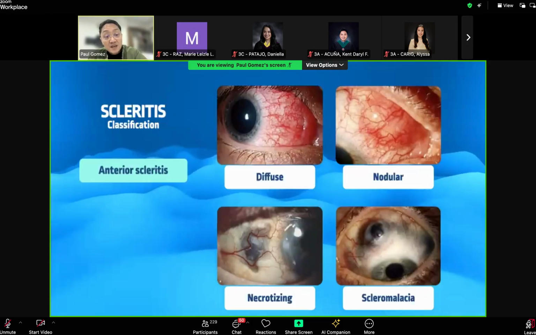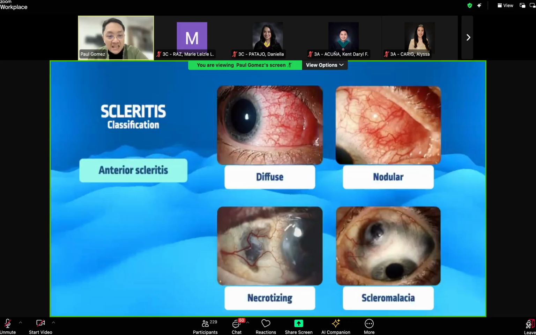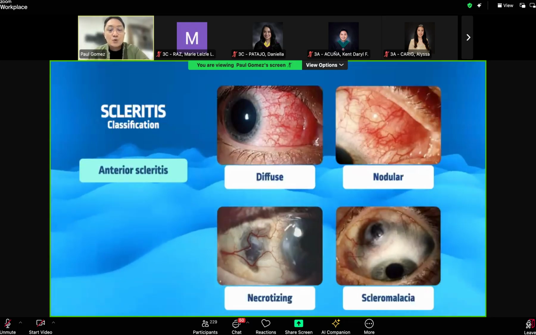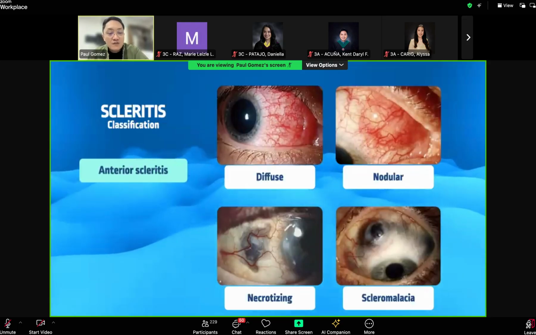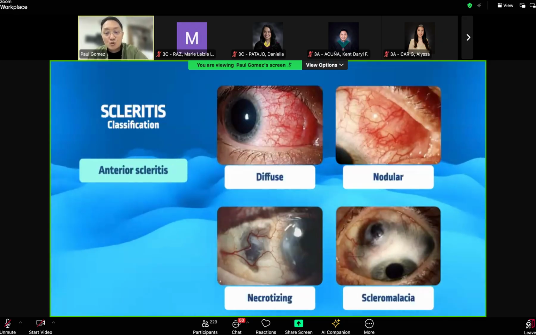Anterior scleritis may present as a necrotizing type of appearance. There is an avascular appearance, almost translucent sclera associated with rheumatoid arthritis. And if it becomes more severe, that may become scleromalacia, a more severe progressive thinning of the sclera that may lead to holes or perforations that allow uveal tissue to prolapse and is also associated with rheumatoid arthritis.